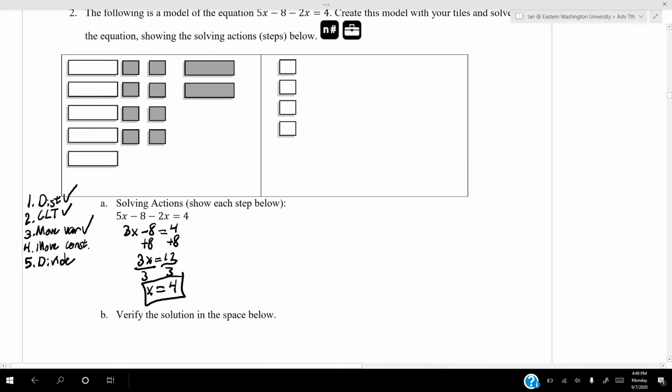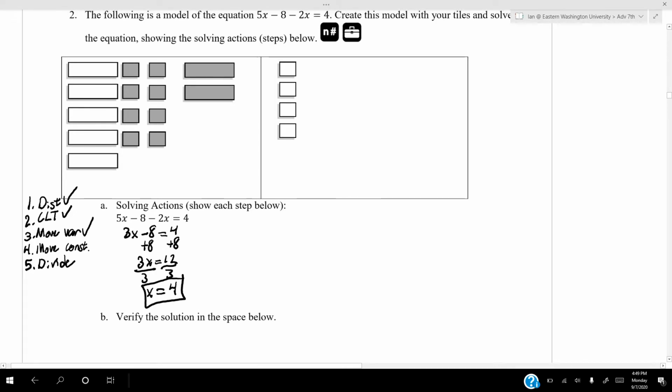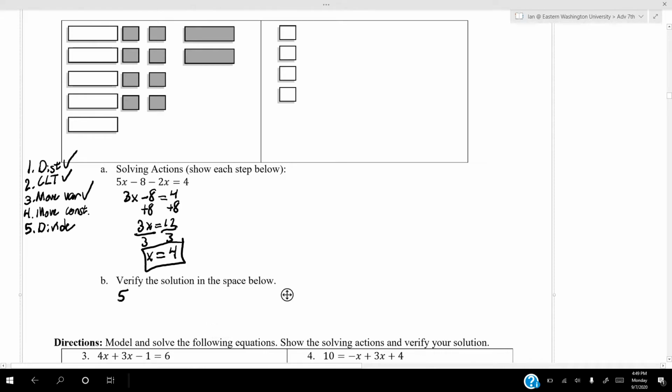So now we need to verify that. We need to make sure this is true. We're going to plug it back in for x and see what happens. Well, 5 times 4 minus 8 minus 2 times 4, does that equal 4? I'm going to put a little question mark there because I'm not sure. Well, 5 times 4, that's 20. Minus 8 minus 8. Okay, so 20 minus 8, that's 12. And 12 minus 8, that equals 4. So we are good to go.